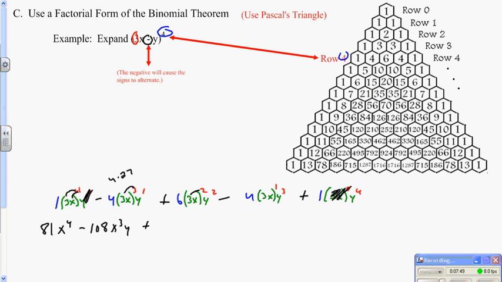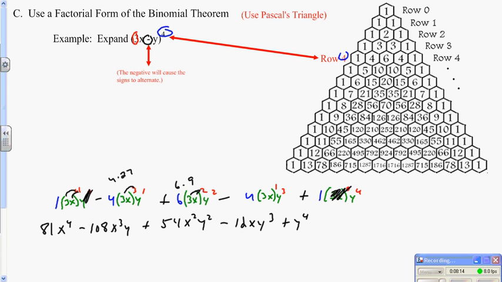Now I have to take 3 and square it, which gives you 9. 9 times 6 gives us 54. Again, x gets squared. 3 to the 1 is 3. 3 times 4 is 12. And that is our expanded form.